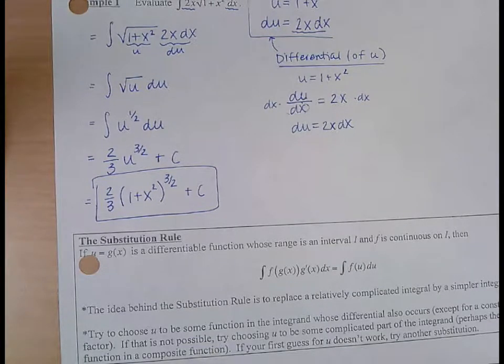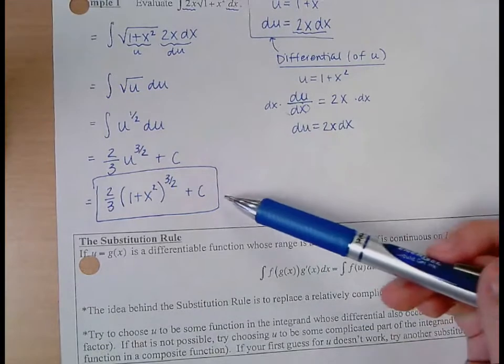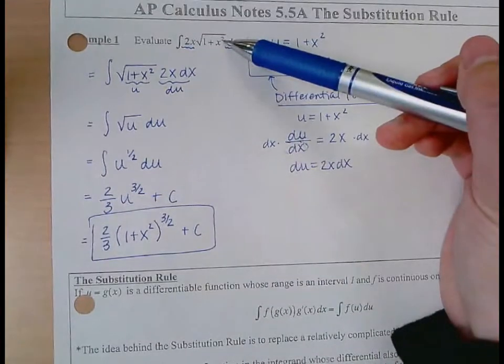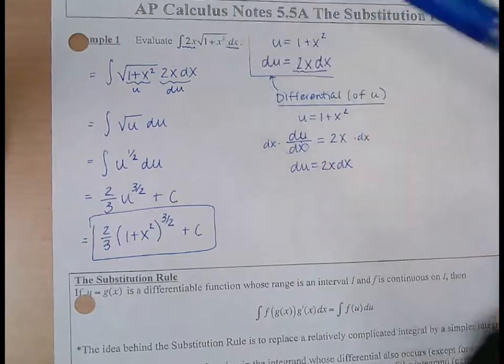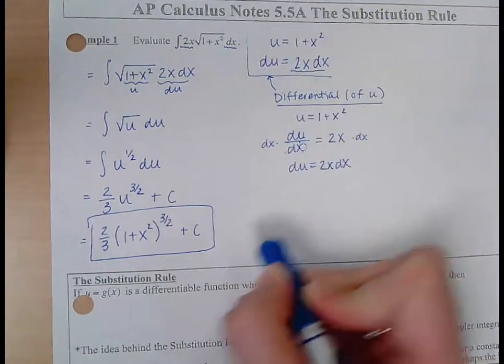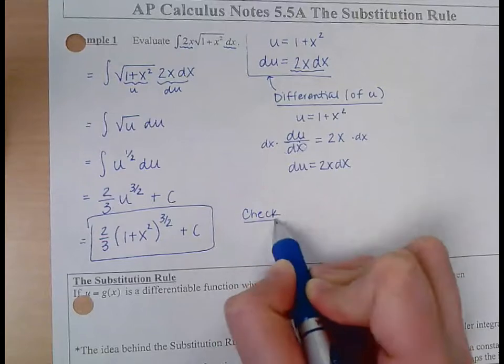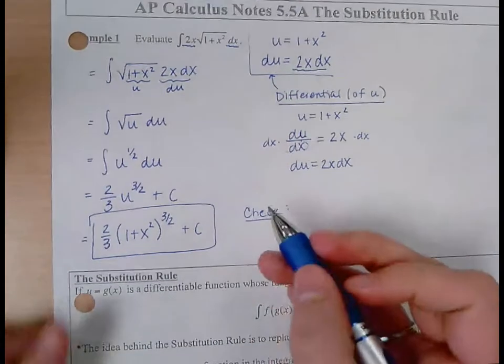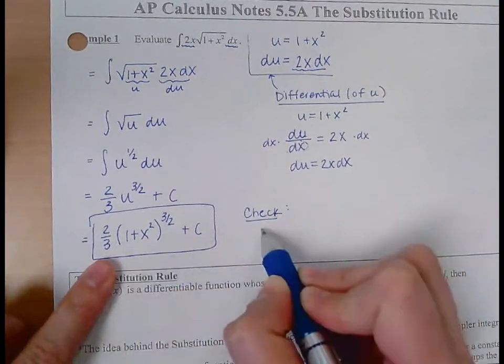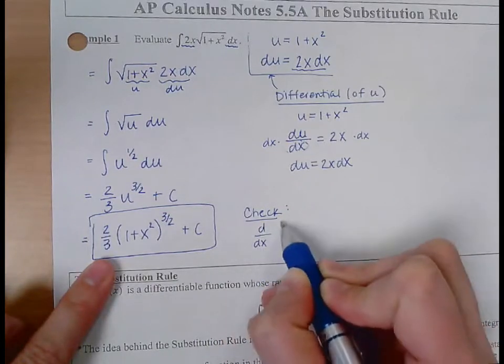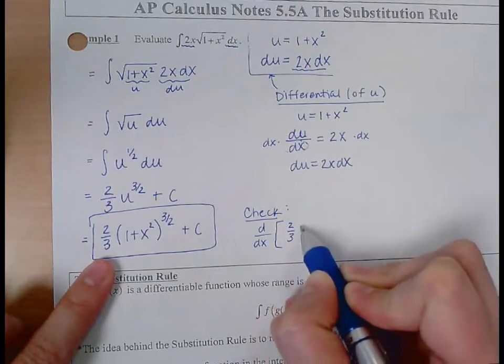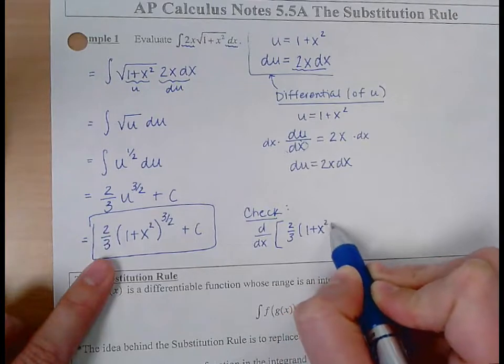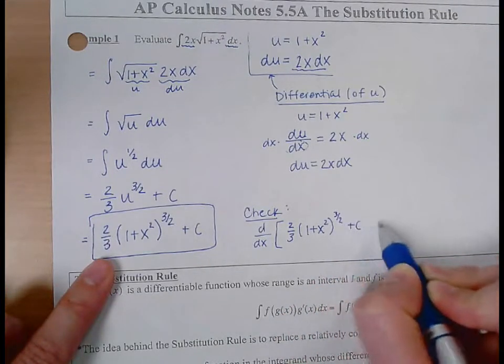Okay, so what I also want to show you then is you can check these, just like you could check any antiderivative. You can check if it's correct by taking the derivative of your answer and seeing if you actually get back to the original function that was in your integral. This would just be to check, you wouldn't have to do this, but you could. So the derivative with respect to x of 2/3 times the quantity 1 plus x squared to the 3/2 plus c.